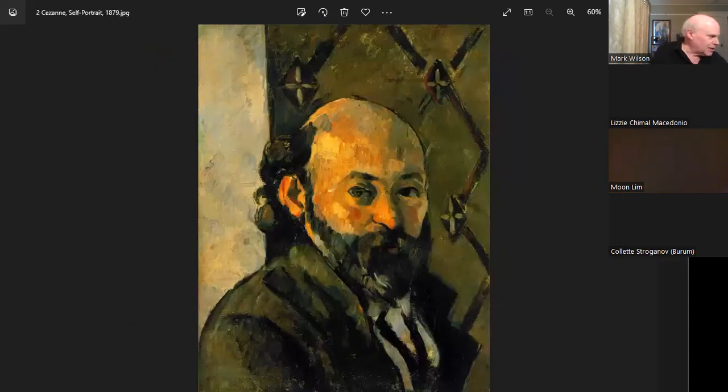Now we get to an artist who is considered the first post-impressionist painter. Okay, and this is a very important work. I won't cut it from the study list. Cézanne was his last name. Cézanne, Self-Portrait, 1879.